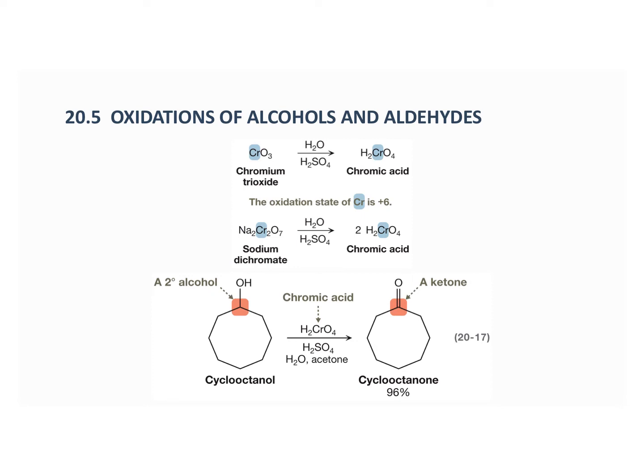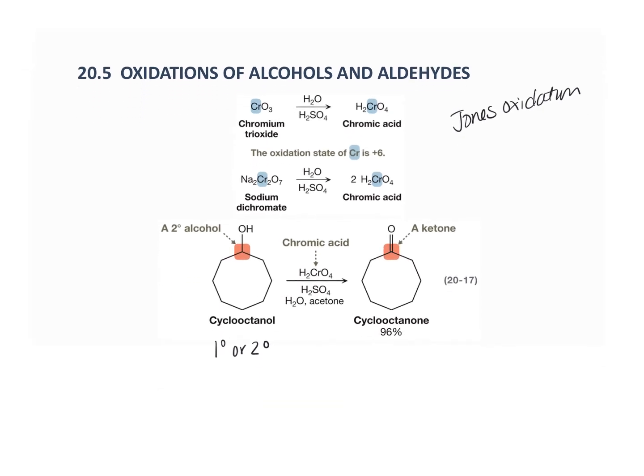Now, a chromic acid oxidation was historically also called a Jones oxidation after the Welsh organic chemist Sir Ewart Jones, who lived from 1911 to 2002. And what happens here is it will oxidize a primary or secondary alcohol with chromic acid acting as the oxidizing agent. And so we can see an example here where we have a secondary alcohol being oxidized to a ketone. And so let's look at that mechanism.